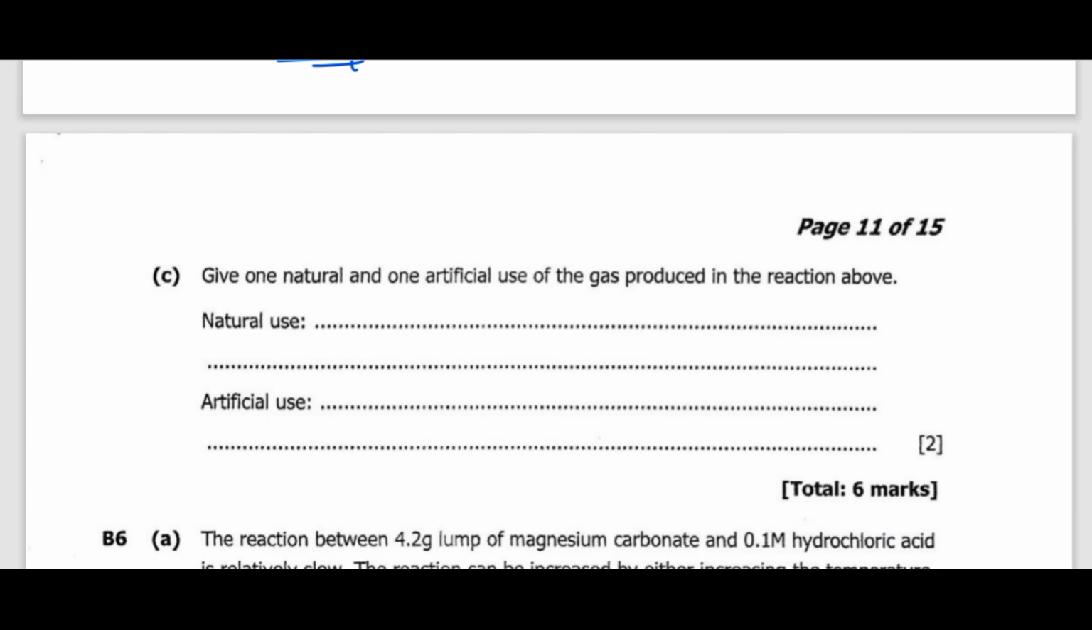Then we move on to question C. Give one natural and one artificial use of the gas produced in the reaction above. The gas that is produced during the decomposition of limestone to give us calcium oxide is carbon dioxide. The natural use of carbon dioxide is photosynthesis, because photosynthesis is a natural process. Then for artificial use, we can say to make carbonated drinks. Another use is brewing.